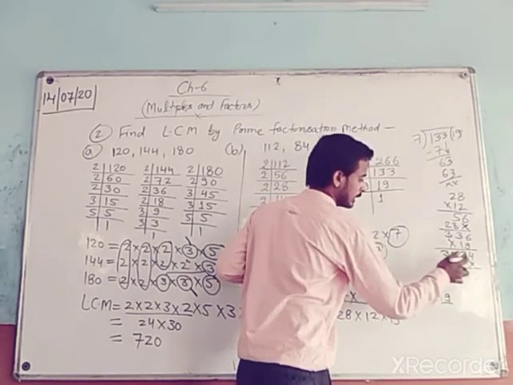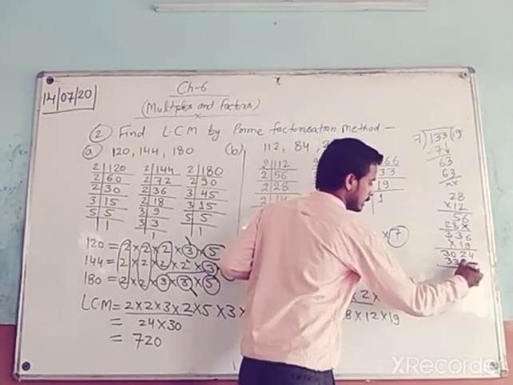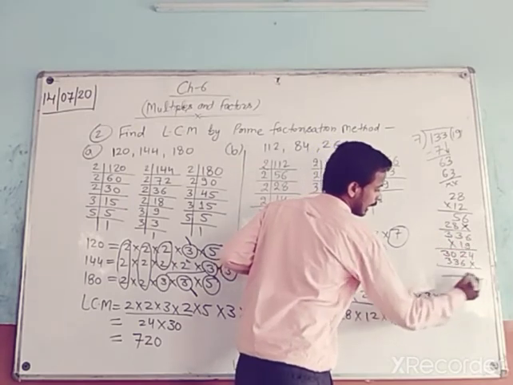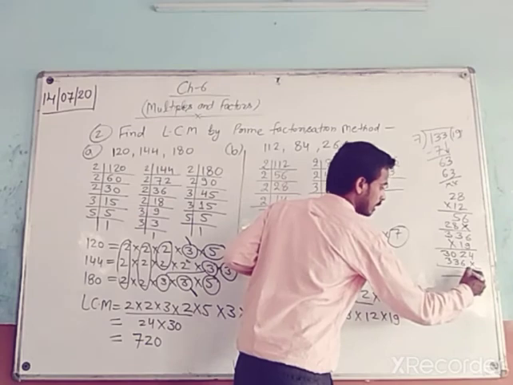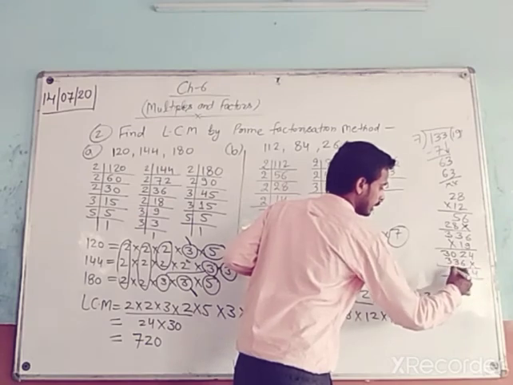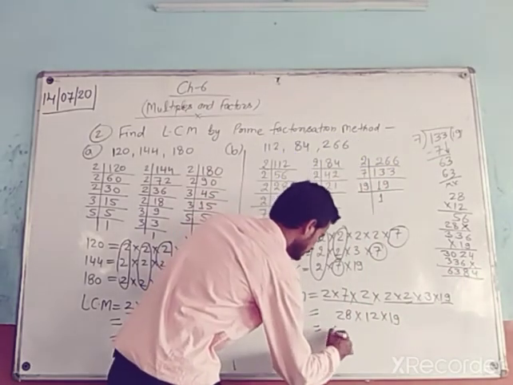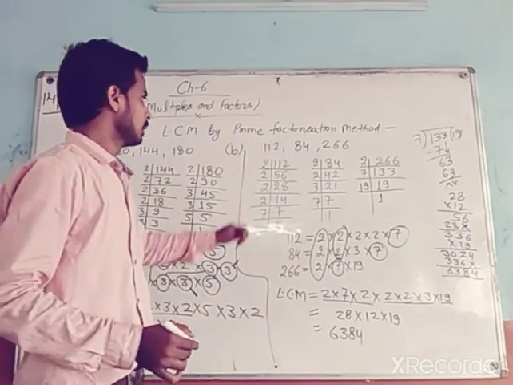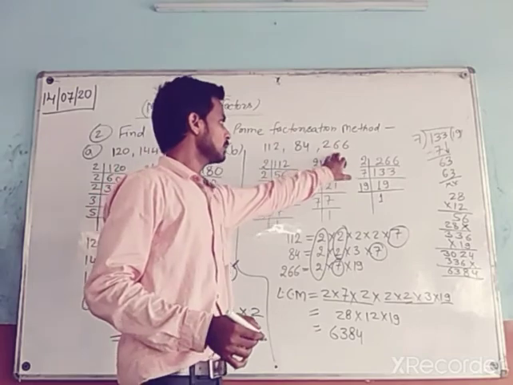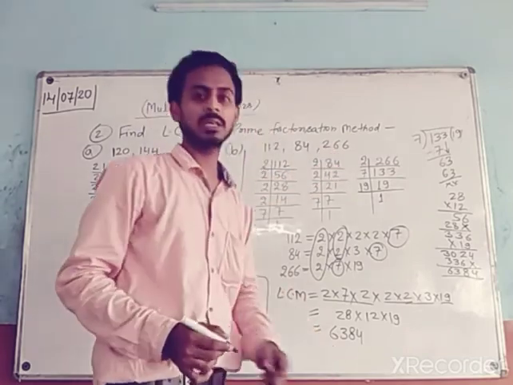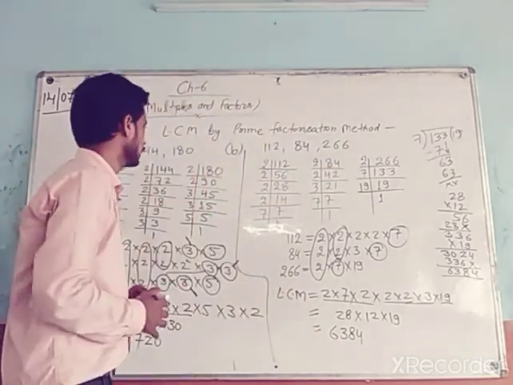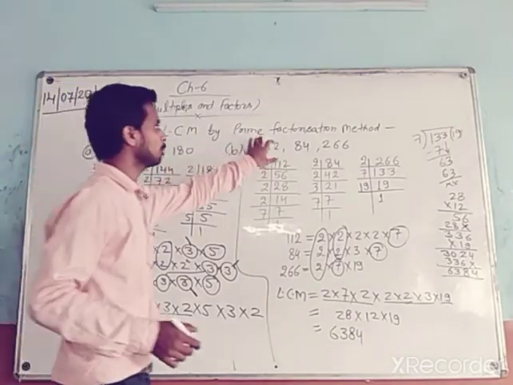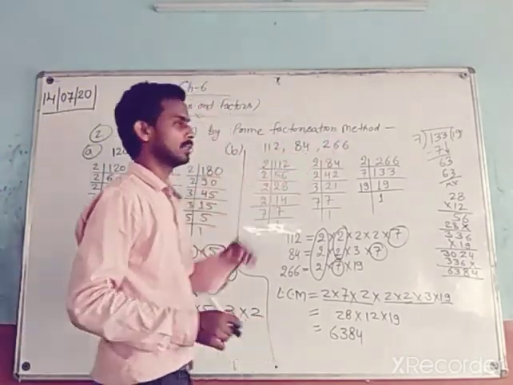Then in the tens place, 336, because 1 6 is 6, 1 3 is 3, 1 3 is 3. Add these numbers: 8, 3 and 6. So the LCM of 112, 84 and 266 is 6384. In this way we can find the LCM by the prime factorization method.